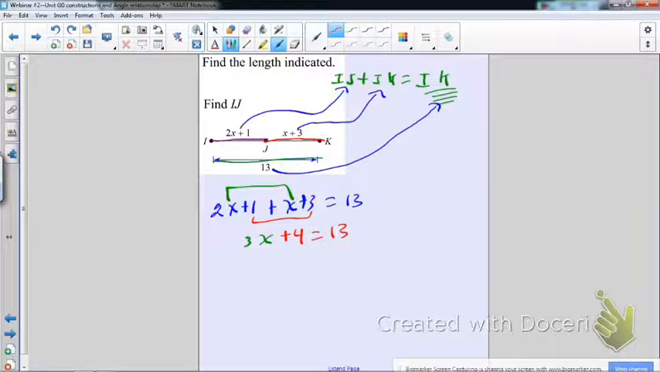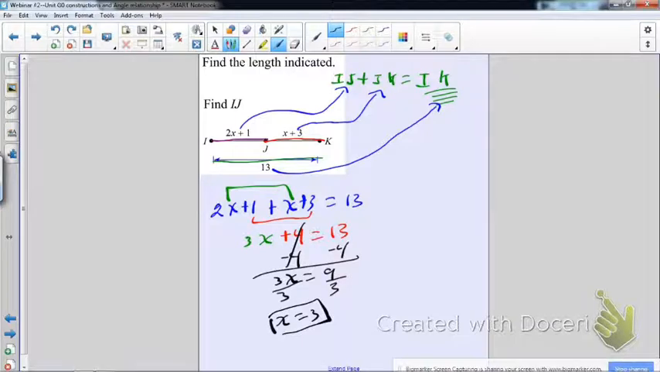Then I use the subtraction property of equality. That simplifies, and I have 3x is equal to 9. Then you use the division property of equality, and you get that x is equal to 3. So now we know what x is. What do we have to do? Well, remember, we always have to go back to what the question is asking. I want to know the length of IJ.